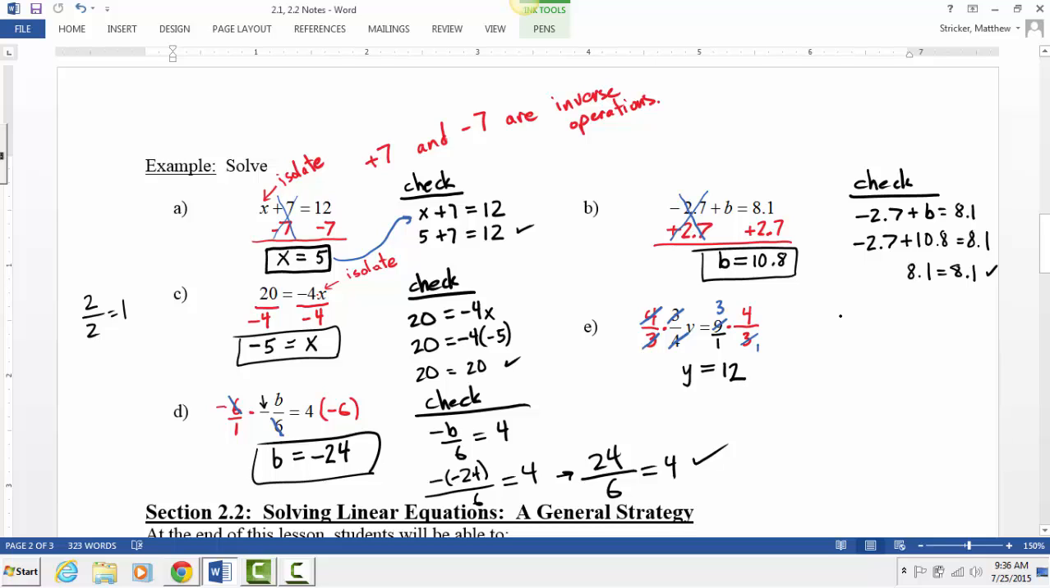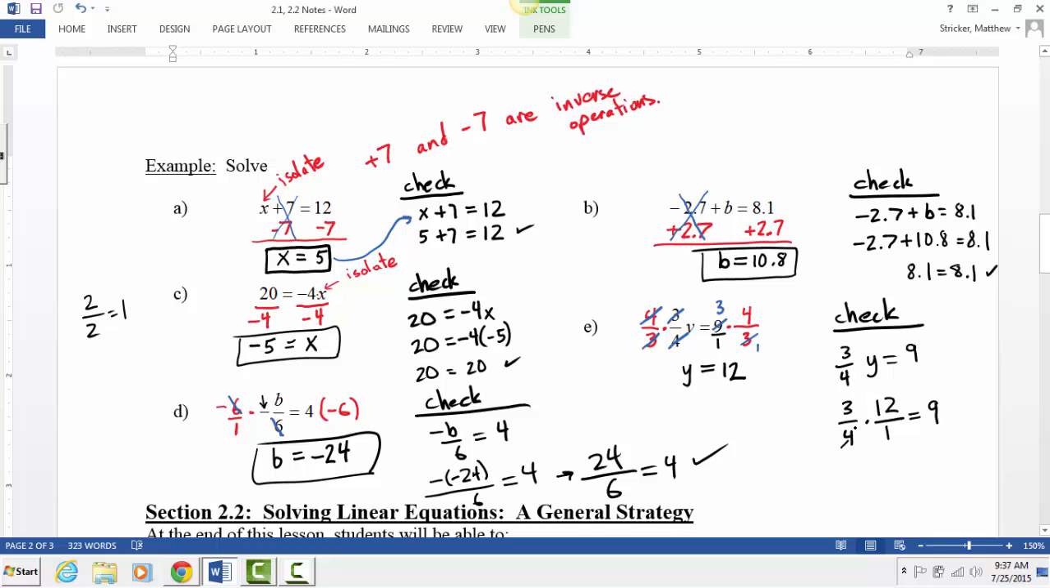Okay, if we wanted to check that one, 3 over 4 times y equals 9. Y is 12 though, so this is 3 over 4 times 12. Let's write it as 12 over 1.